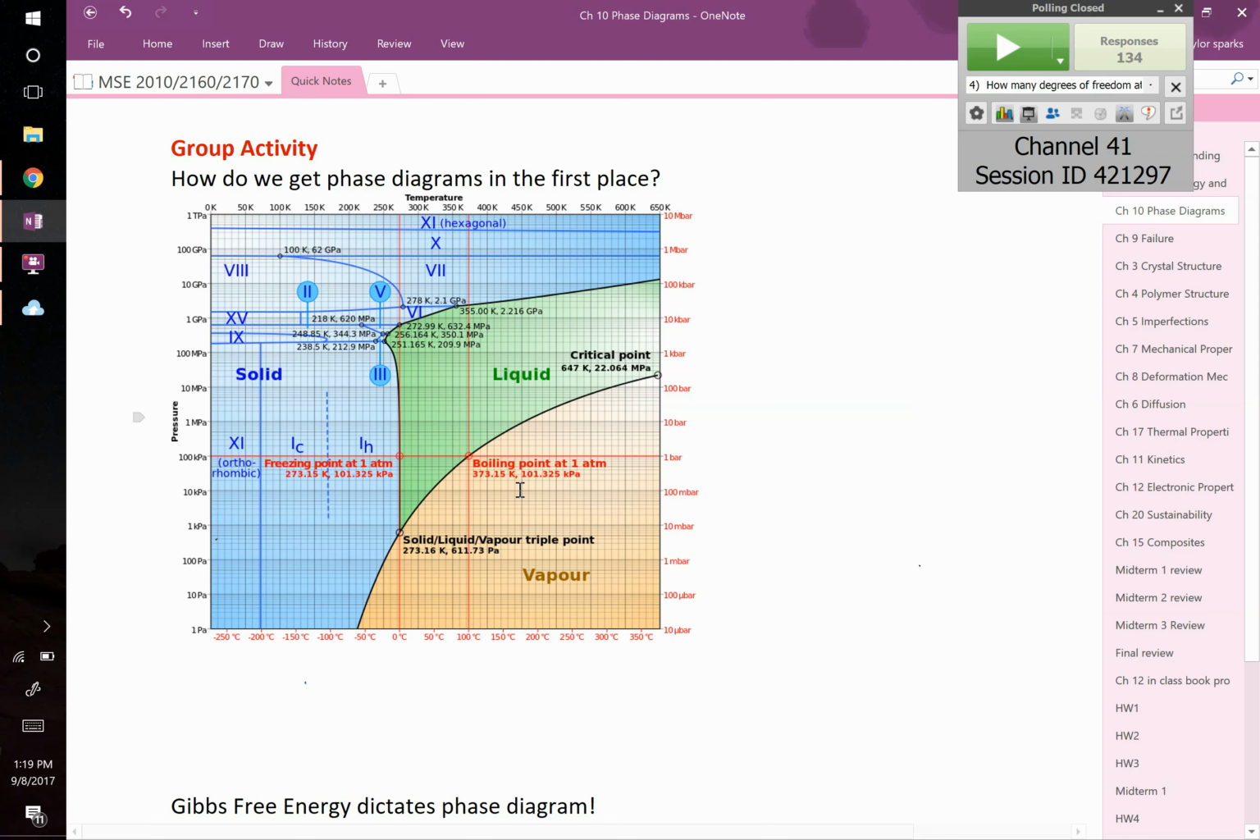So I just want to show you this. Now, question is, where do we get this from? These are actual values, right? These are real temperatures and real pressures. So how did we get this? Any thoughts? How would you generate this? How would you do it?